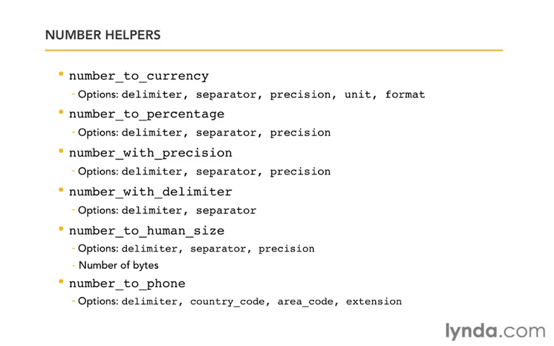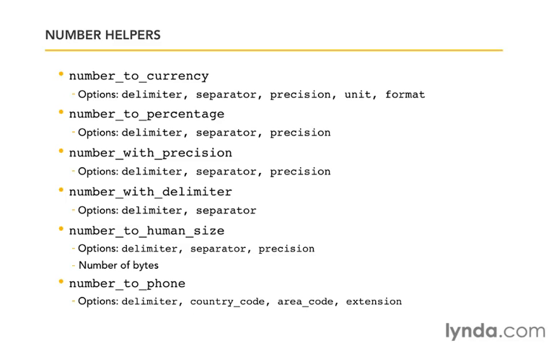All 6 of these helper methods take a number as their first argument and a hash of options as their second argument. You only need to pass in a hash of options if you want to override Rails defaults. I've listed off what options you can pass in for each one. For most of them, the delimiter is going to default to being a comma. That would be like the thousands separator, so 1,000. The separator character by default will typically be the period. The default precision varies slightly between the different methods, but it's usually either 2 or 3. We'll take a closer look at number to currency in a moment.